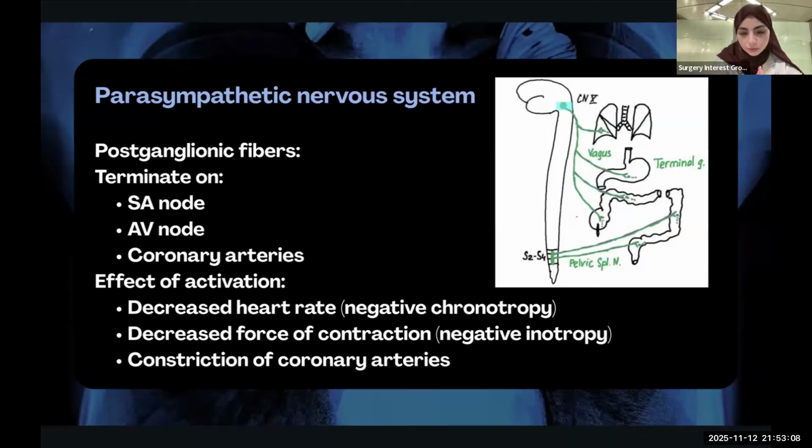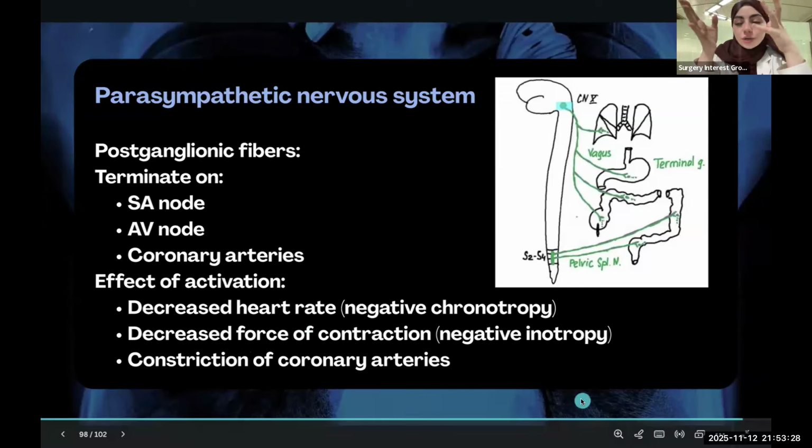So it will decrease the heart rate, which means negative chronotropy, if you guys remember from physiology. It will decrease the force of contraction. So the contractility or the strength that the heart is contracting in, it's not a very strong push anymore. It's more timid. So a negative inotropy.